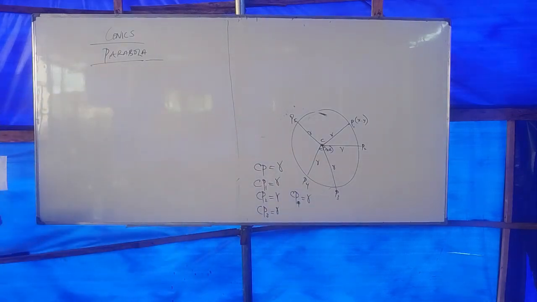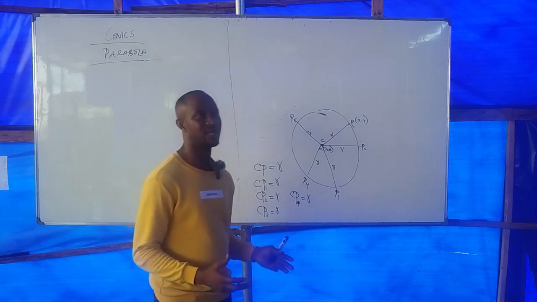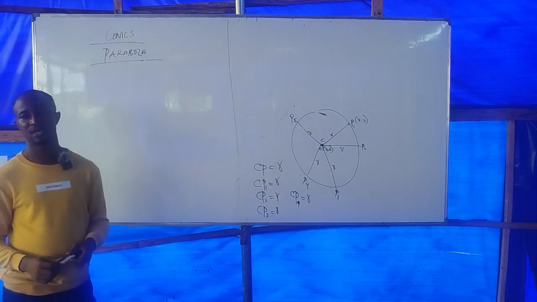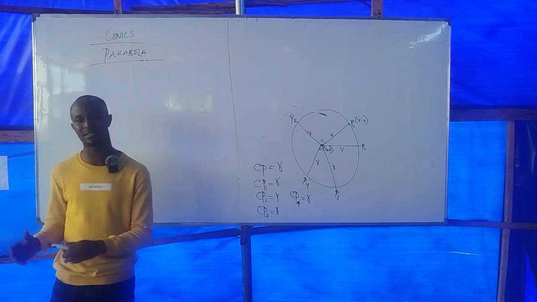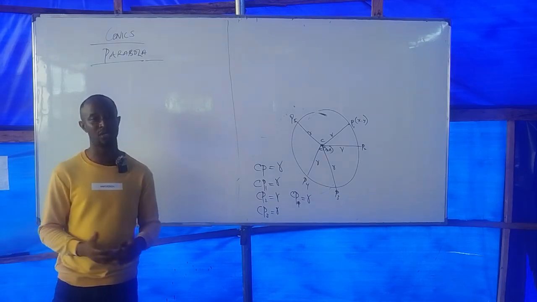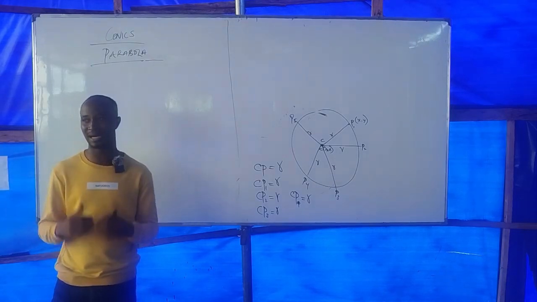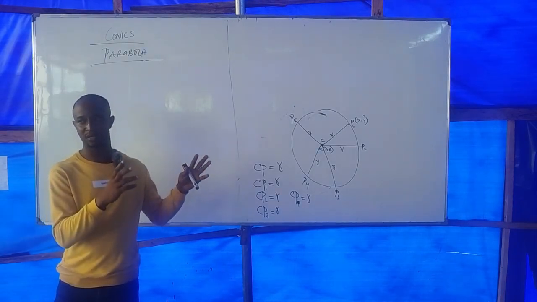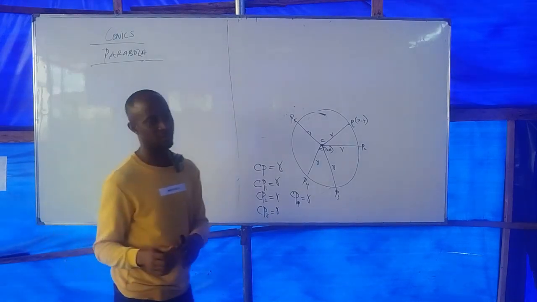Okay. Now, parabola. When you hear the word parabola, what comes to your mind is quadratic equation or quadratic graph. Every quadratic graph is parabolic in nature. So every quadratic graph or equation can also be regarded as a parabolic graph or a parabolic equation. So when you hear the word parabola, just know that we are referring to quadratic.